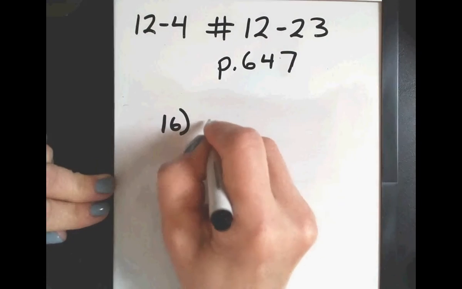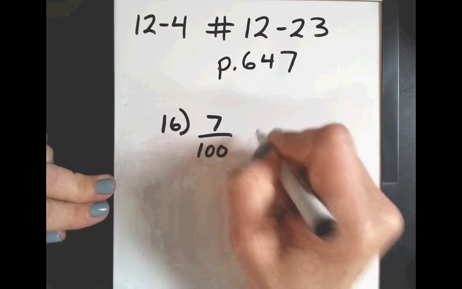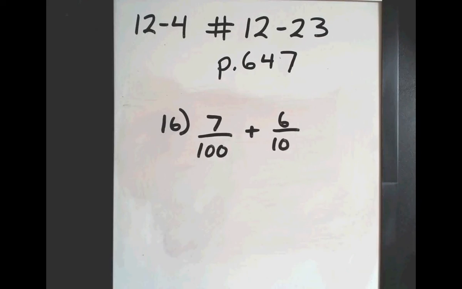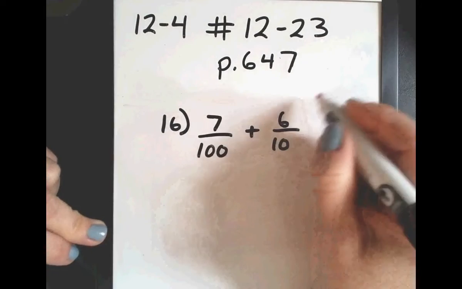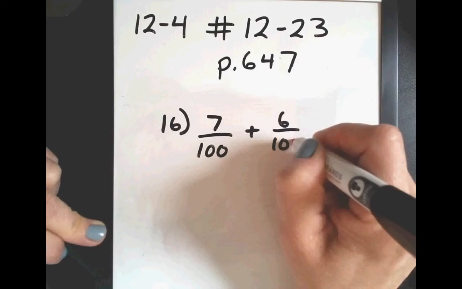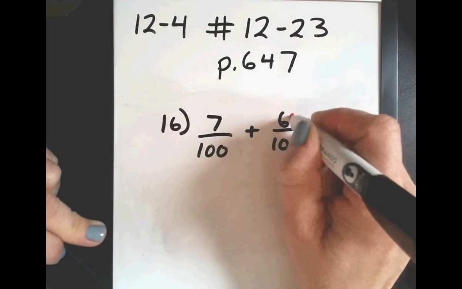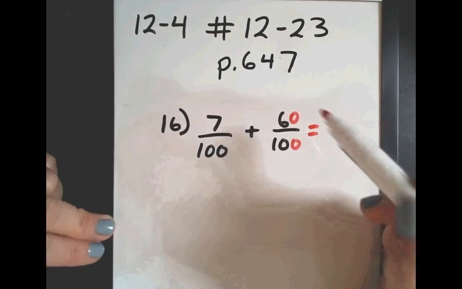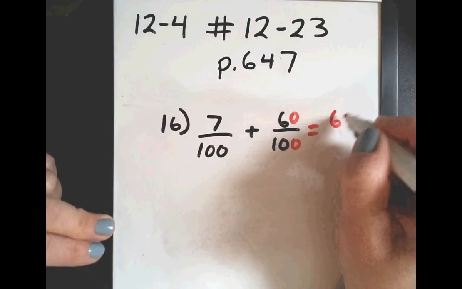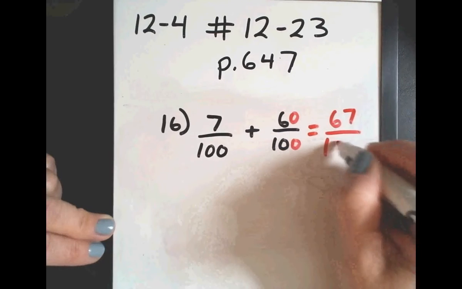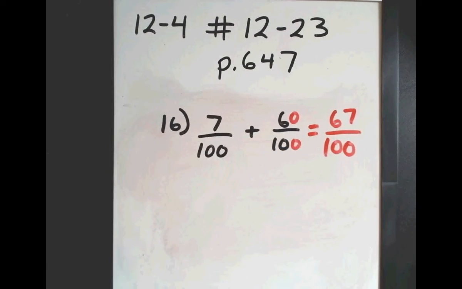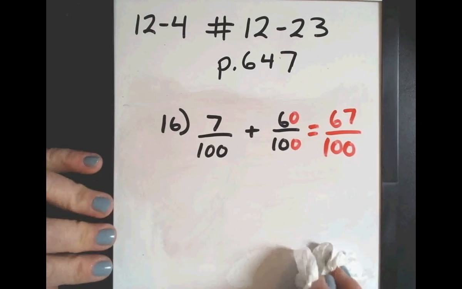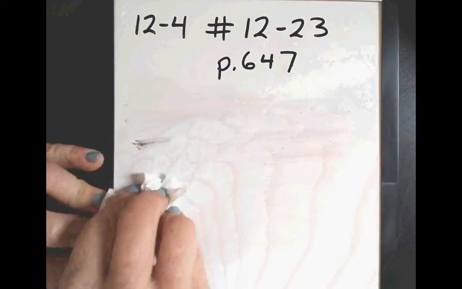Number 16, I have 7/100ths plus 6/10. So again, I need to change this second fraction to have a denominator of 100, so I can add a 0 down there, but then I need to add a 0 in my numerator as well. And for this one, I can do mental math. So 7 plus 60 is 67, and my denominator stays 100. So that one was easy peasy. So number 16 is 67/100ths.